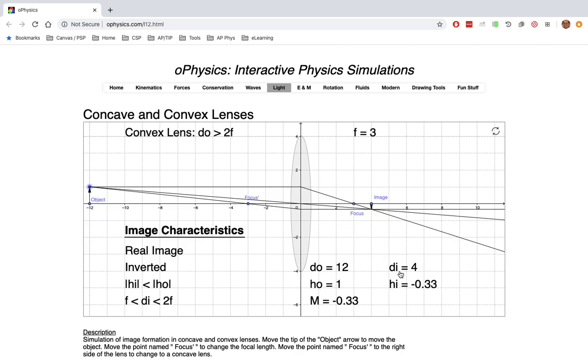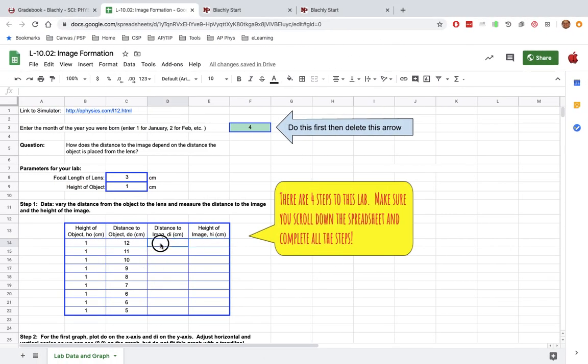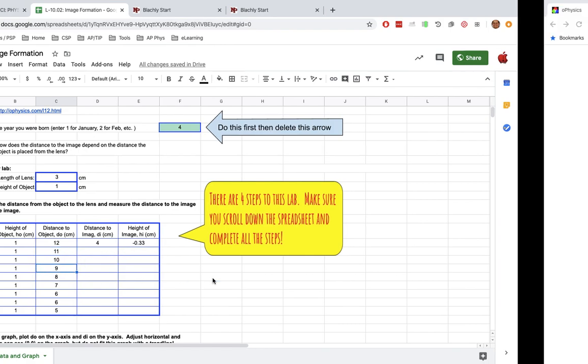So I would, in my data table, write down the distance to the image is 4 centimeters, and the height of the image is negative 0.33. So that's the data you're going to collect. This was 4 centimeters, and this was negative 0.33 centimeters. And then you're going to move the object to 11 centimeters, and then 10, and then 9.